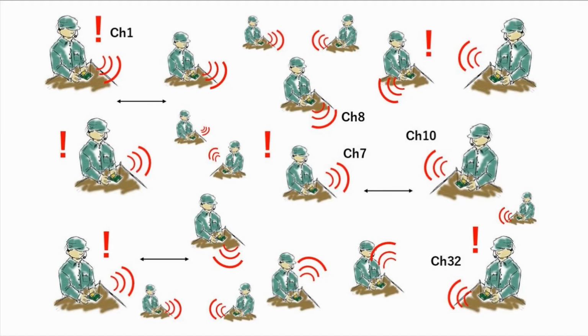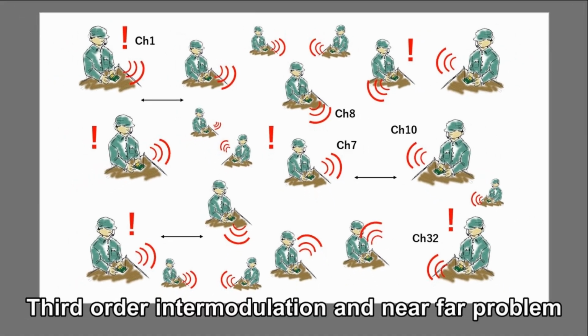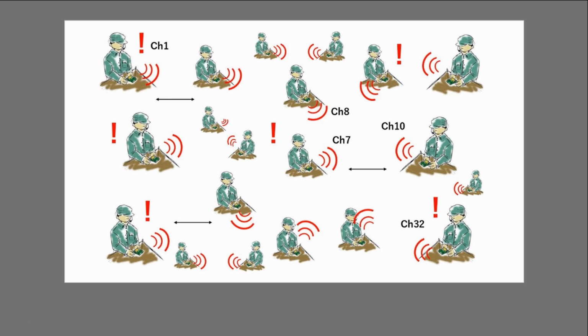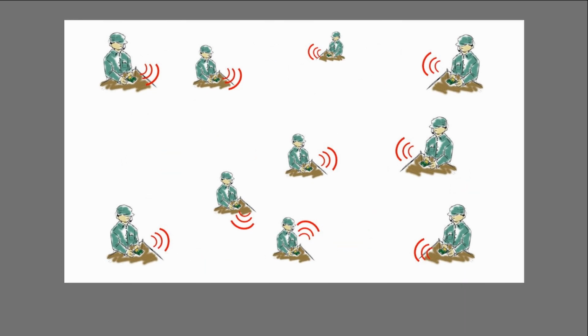If the spacing between radios is small and their frequency channels are used close to one another, there are two problems which are at play, and they are third order intermodulation interference and the near-far problem. So, how many of the 32 channels can we use at the same time? Well, in actuality it turns out to be only 5 or 6.